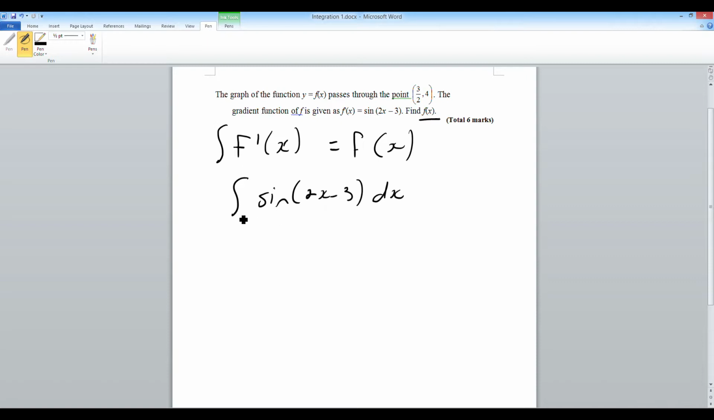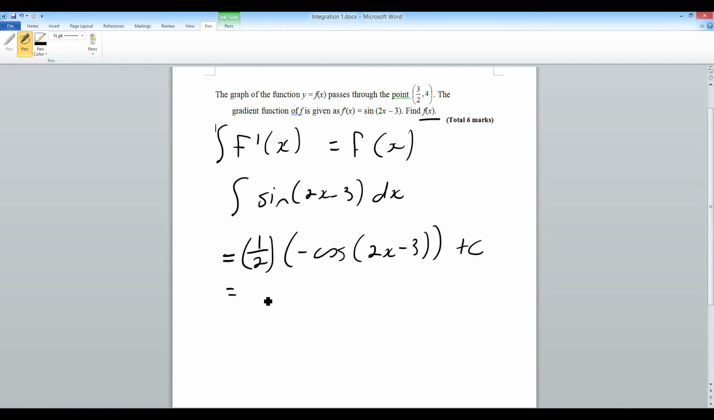Therefore, if I want to integrate this, I will have to reverse the chain rule. So I'm going to find the derivative of the inside. The derivative of the inside is 2, because the derivative of 2x is 2. And I'm going to find the reciprocal of this, and this becomes 1 over 2. The integral of sine of something becomes negative cosine of this something. In other words, 2x minus 3 plus c.